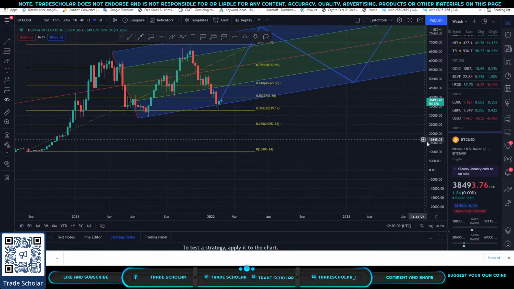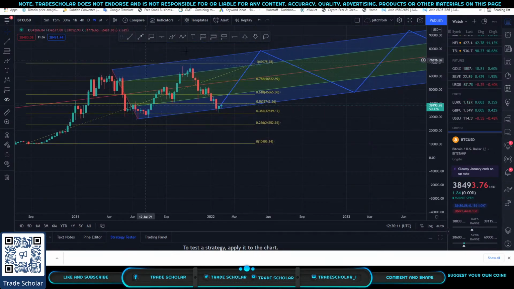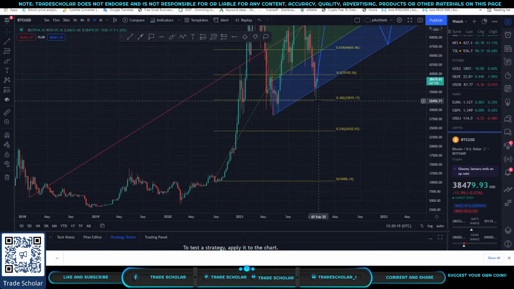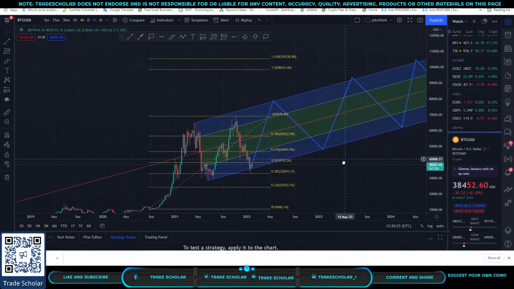In the pitchfork, we are inside, and we have found a support here. In our fib lines, we find a support exactly at the teeth. Imagine, we are supported right here at 0.382. So that's a good bounce right there. That's a strong bounce right there.